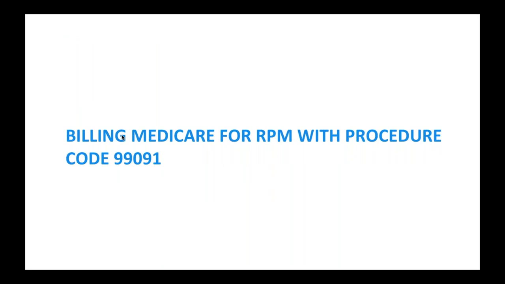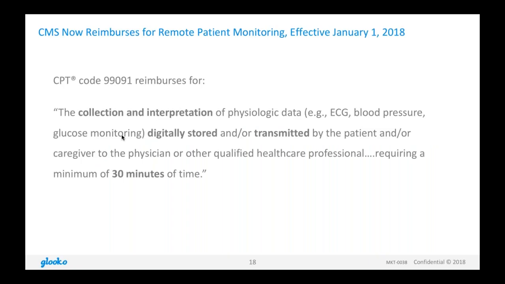Yeah, thank you, Jenny. So now we're going to talk about billing Medicare for RPM with procedure code 99091. As we know, as of January 1, 2018, CMS, the Centers for Medicare and Medicaid Services, i.e. Medicare, now reimburses for RPM. The statutory definition of the CPT code, this is a procedure code, is the collection and interpretation of physiologic data, meaning ECG, blood pressure, glucose monitoring, digitally stored and/or transmitted by the patient and/or the caregiver to the physician or other qualified healthcare professional, requiring a minimum of 30 minutes of time.